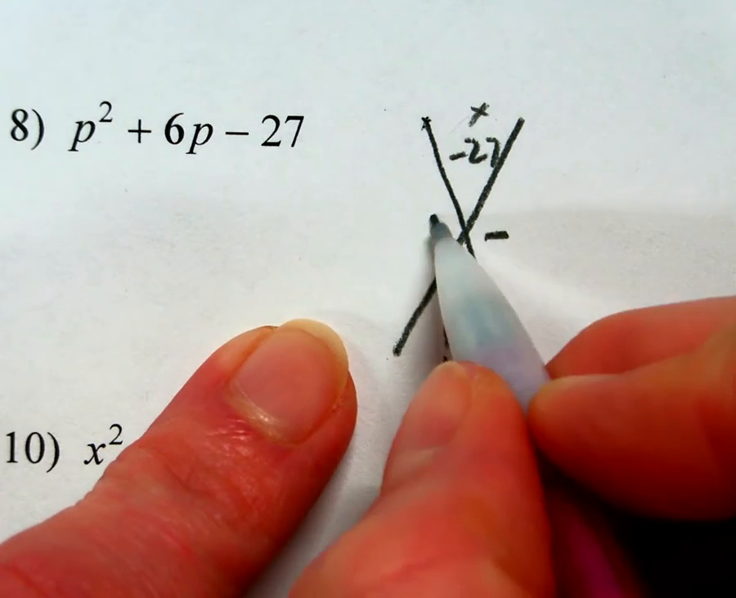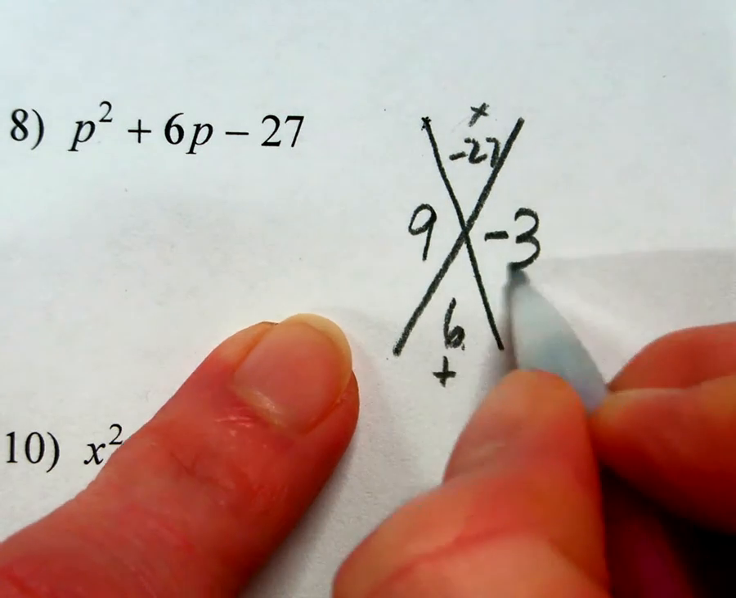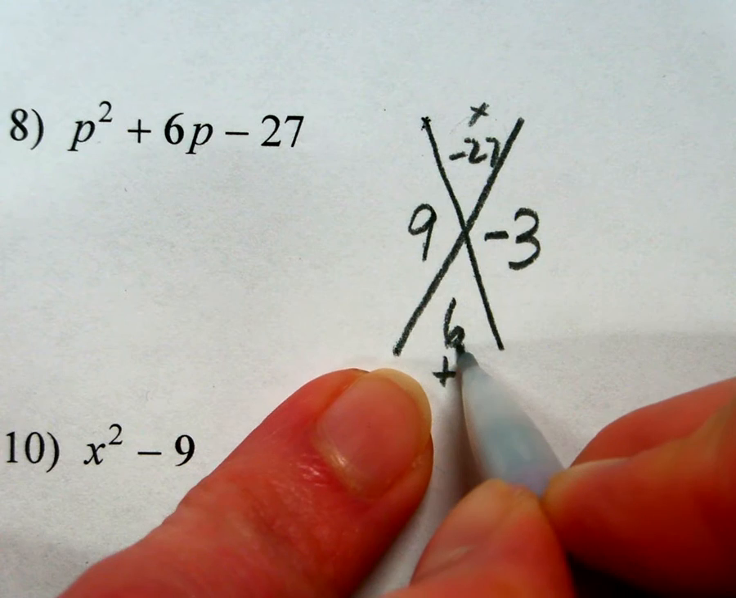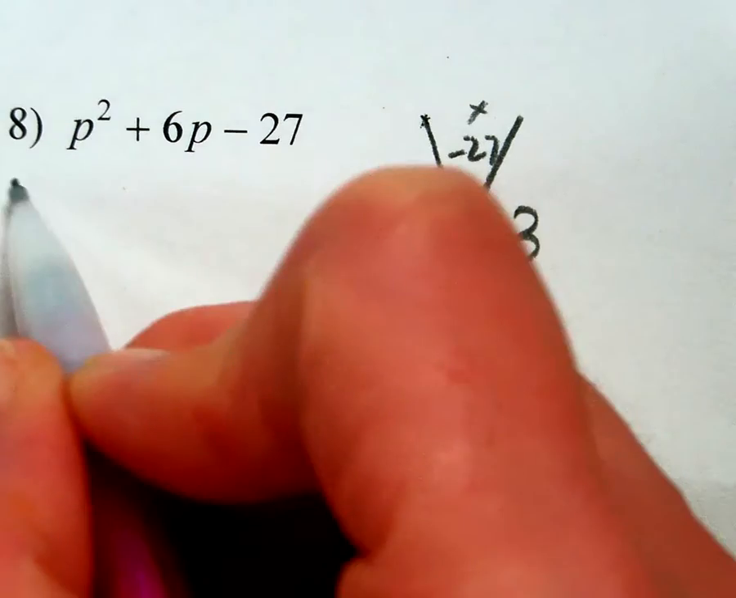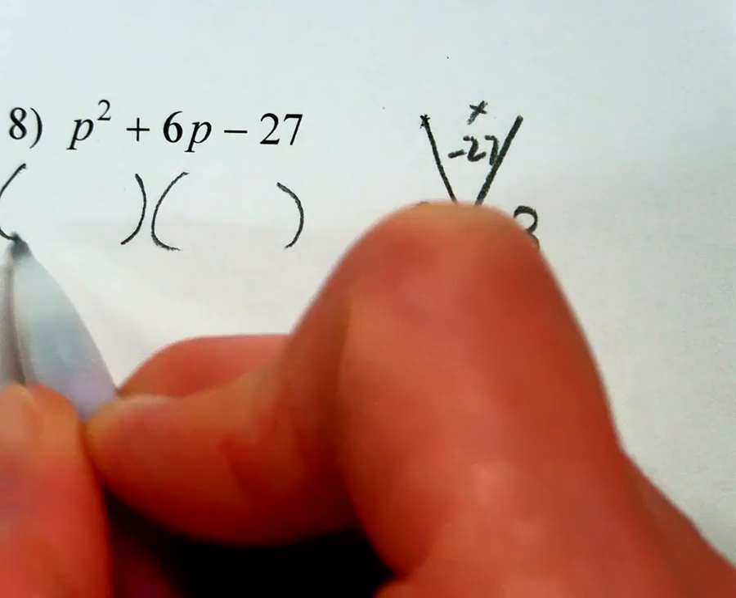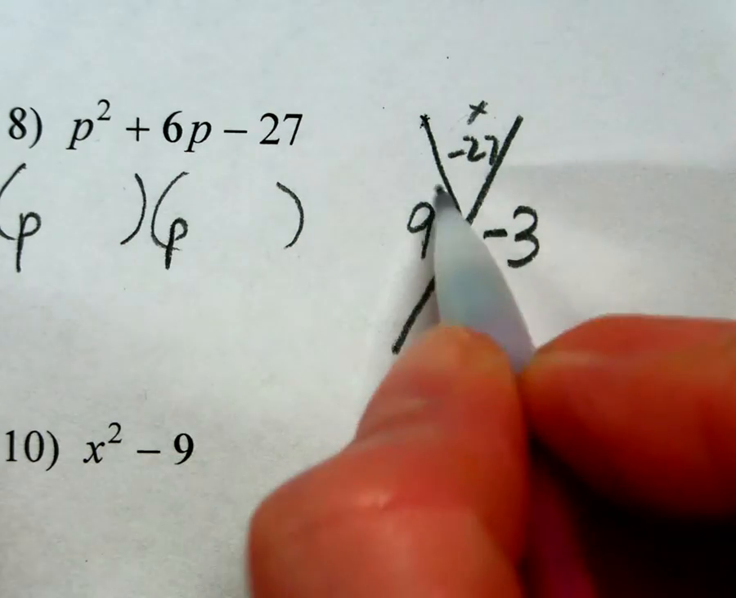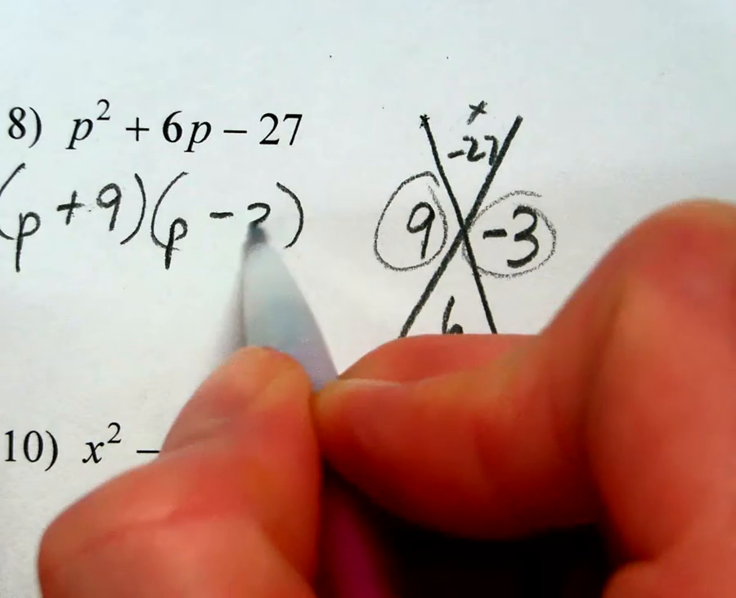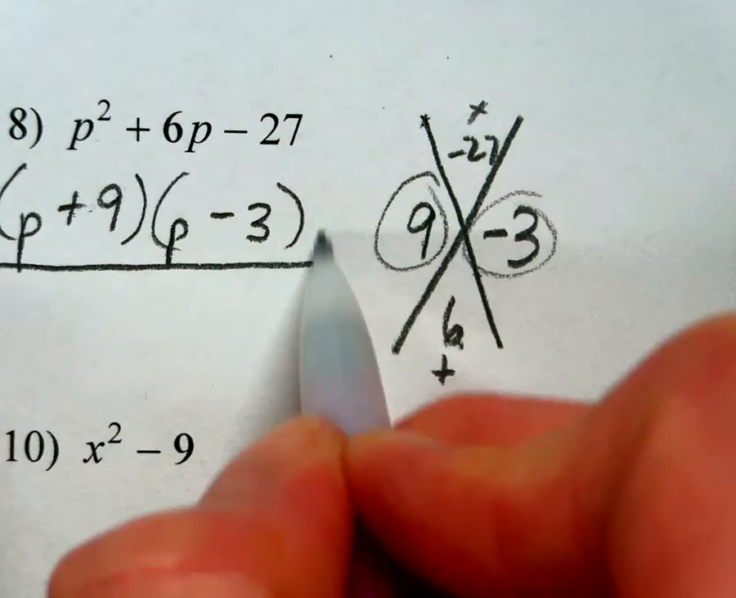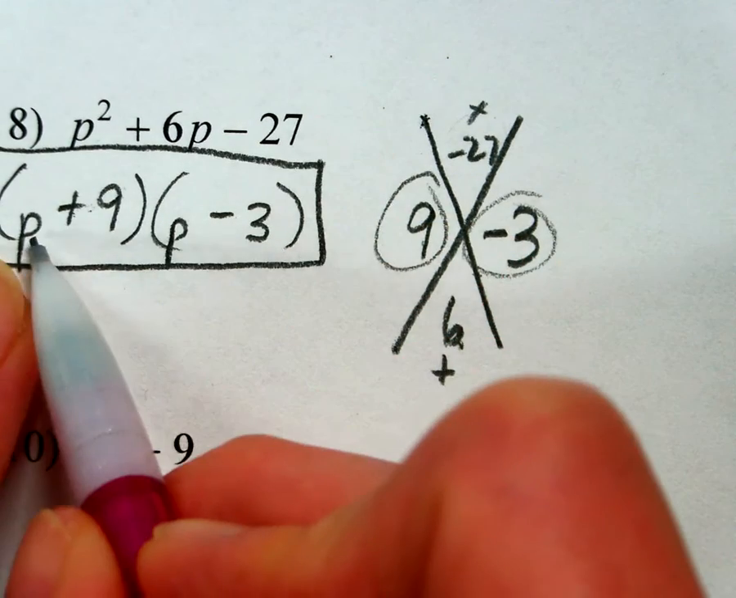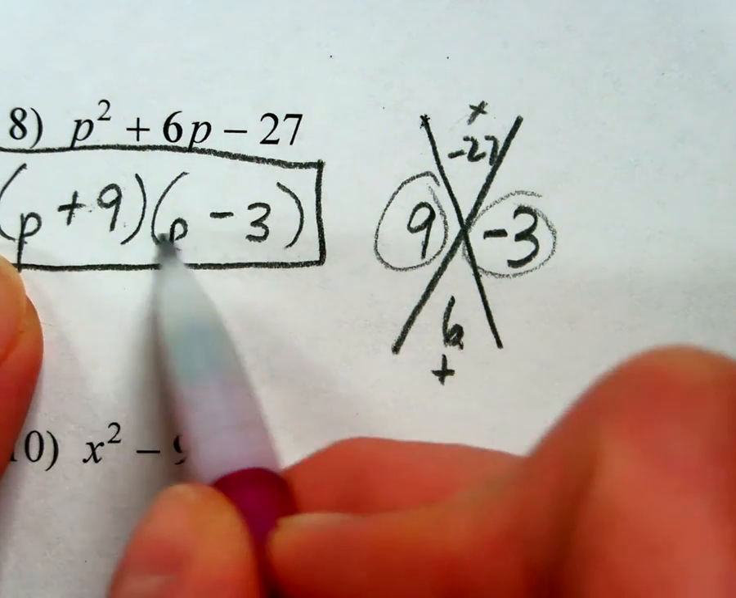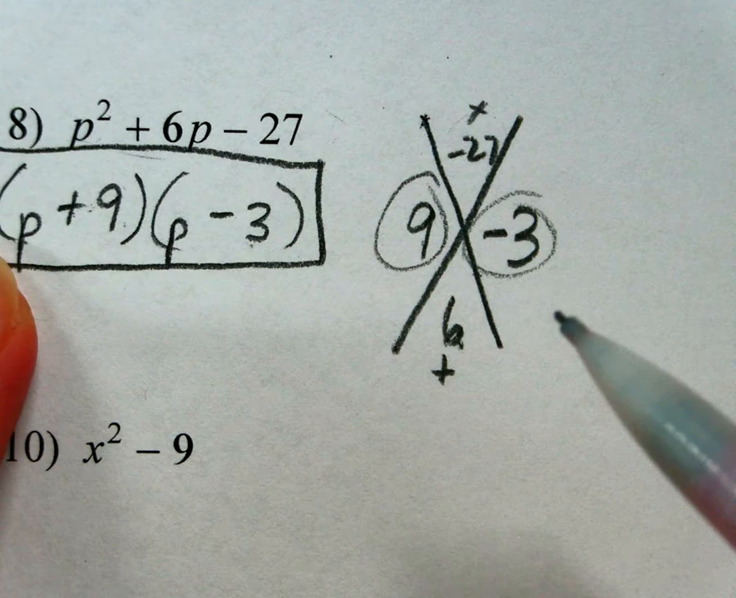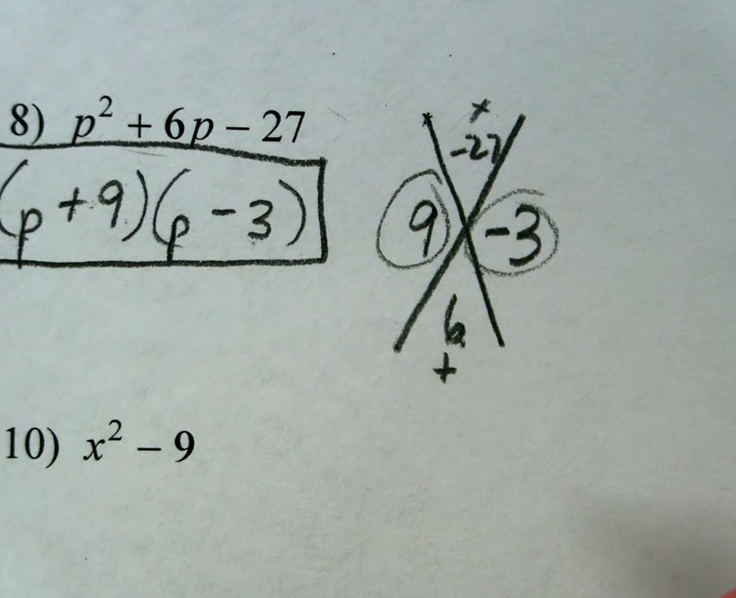So to do this one, we would have positive 9 and negative 3. If I multiply 9 and negative 3, I get negative 27. When I add them, I get positive 6. So p is my variable this time, so I'm going to make sure I start off with p's, and then here's my numbers that are going to go in. So positive 9 is plus 9, and negative 3 is minus 3. And as I said before, if you wanted to check this, you could use the FOIL method to distribute these all out, and you should get p squared plus 6p minus 27. That's a good way to know if you made a mistake.